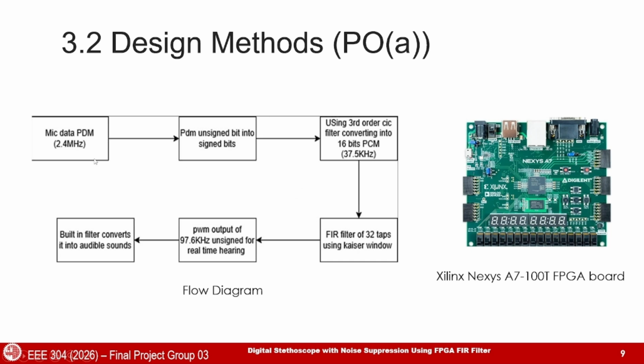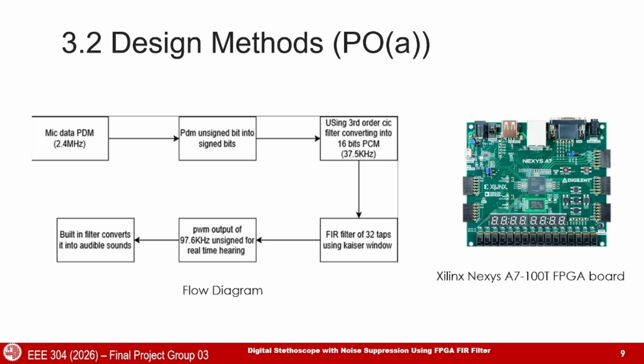We generate a 2.4 MHz clock from the board's 100 MHz clock, and the mic outputs PDM data at this frequency. We turn this into signed bits in order to avoid DC offset and feed it into a three-stage CIC filter. It decimates our input data by 64 and we get PCM data of 37.5 kHz. Due to bit growth, the PCM samples increase to 19 bits. We truncate them to 16 bits as audio signals usually have 16-bit samples.